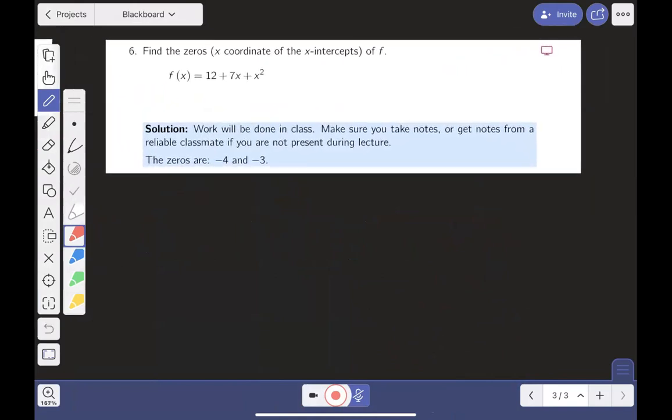All right. Find the zeros. Well, what does it say the zeros are? The x coordinates of the x-intercepts. So that should be relatively simple because that's going to be where f of x equals 0. That's why they're called zeros, by the way. If f of x equals 0, they're called zeros.